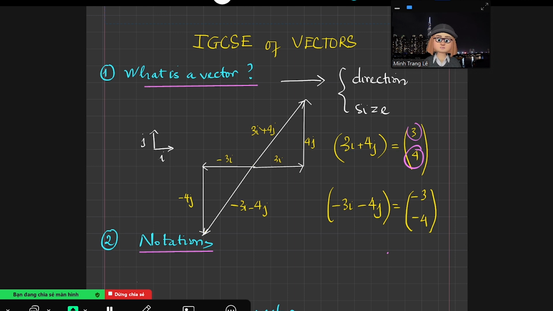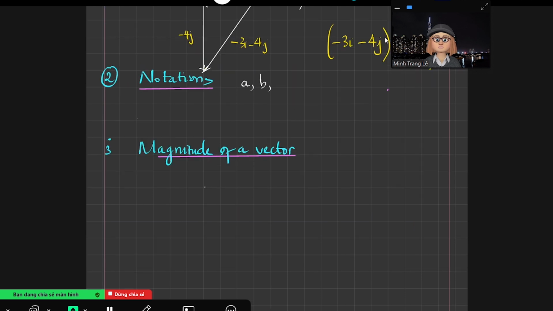Okay, let's get started with some notations. We can write a vector like this: a, b, c, and so on. But if it's from one point to another point, like A to C, we write it like this: an arrow and A to C, or O to A, where O stands for origin.